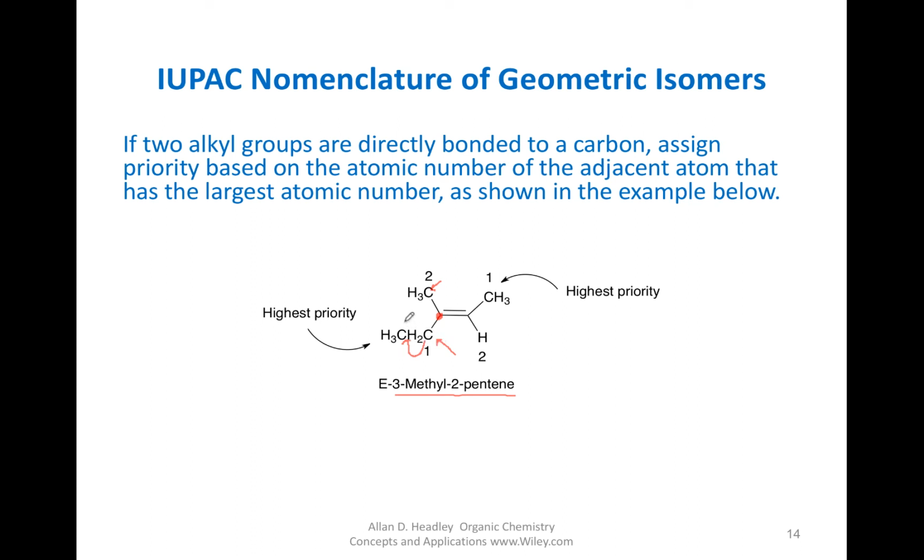The next atom here is a carbon. The next atom here, of course, is a hydrogen. So therefore, this group here gets number 1, and this group here gets number 2. Looking at this carbon, this is, of course, priority number 1, and this is priority number 2. Much easier to see. But of importance here, priority number 1 and priority number 1 are across the double bond, so therefore it gets an E. So pay special attention to that.